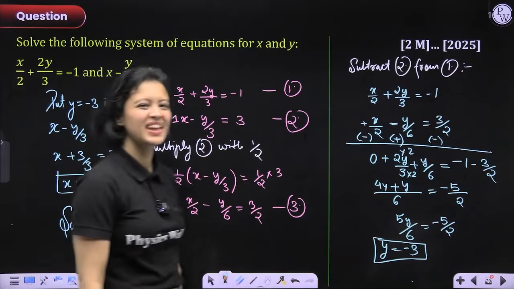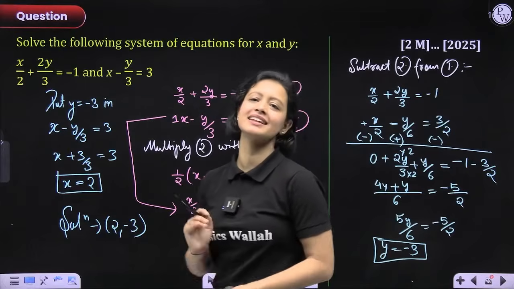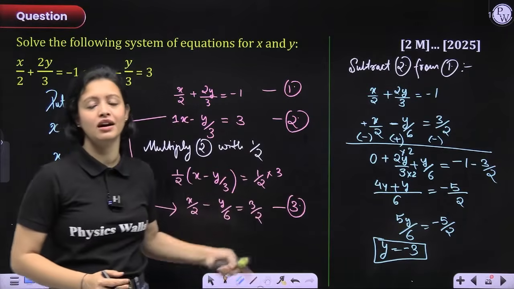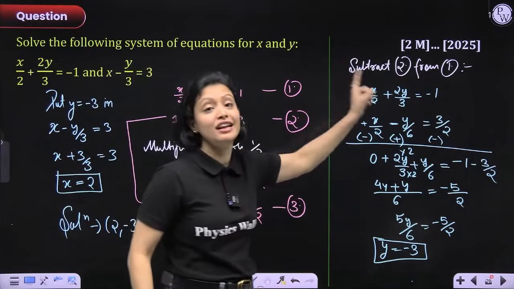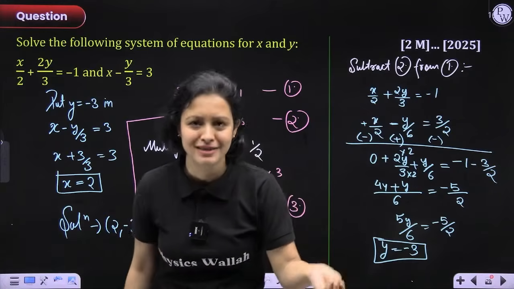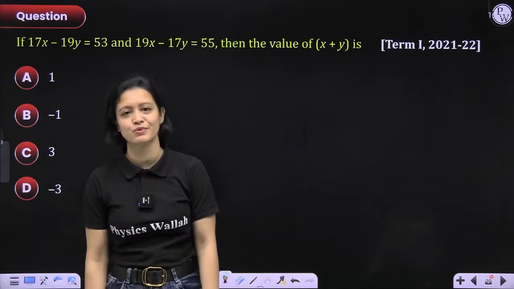Simple. A little lengthy for a 2-marker question, I agree, but still at the same time, it's very simple, right? So that's how the elimination method works, and this was a question directly from 2025, guys. So I hope you understand how important these methods are. Okay, let's move on to the next problem.